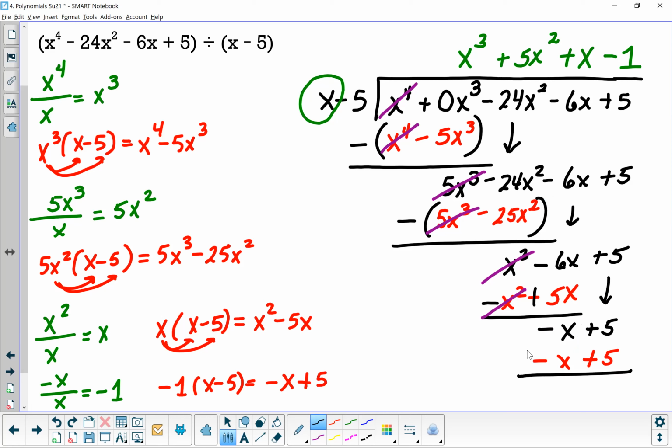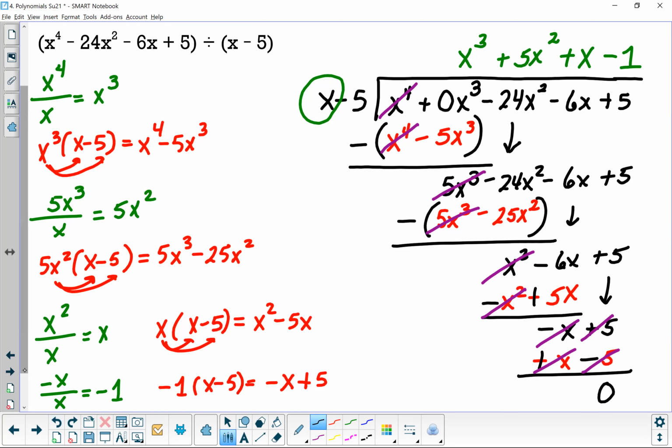Okay, now to subtract, again, remember you're distributing this negative sign to the negative x, and you're going to distribute the negative to the plus 5. And I prefer to do it by flipping the sign. So the minus becomes plus, and this plus is going to become minus. And when we simplify that, we have negative x plus x is eliminated, plus 5 and minus 5 is eliminated. And so we're left with a remainder of 0.